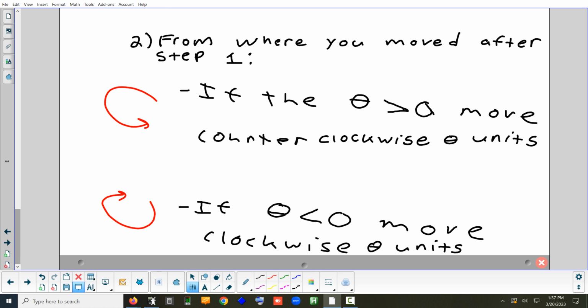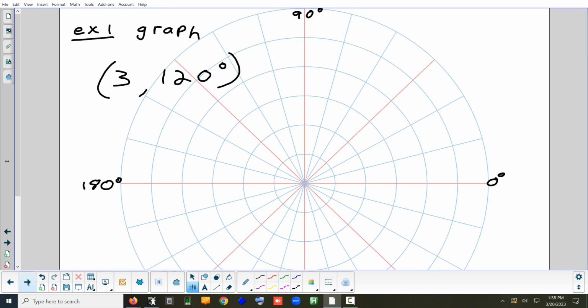So kind of like graphing an XY point, but it is a little bit different. You start by either moving left or right, and then go clockwise or counterclockwise. All right, so we're just going to try lots of examples with every kind of case that you could have. All right, let's start with this one.